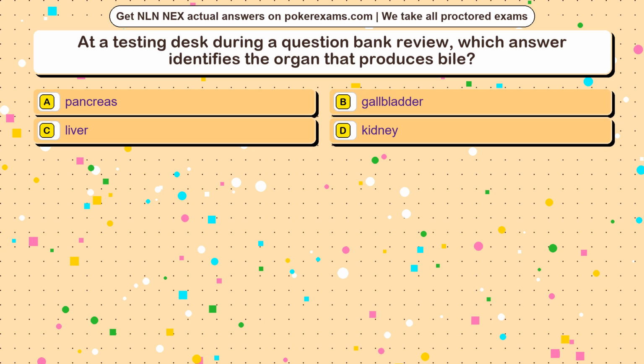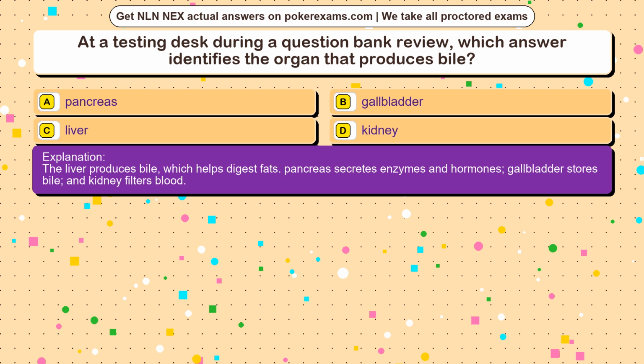The correct answer is option. The liver produces bile, which helps digest fats. Pancreas secretes enzymes and hormones. Gallbladder stores bile, and kidney filters blood.